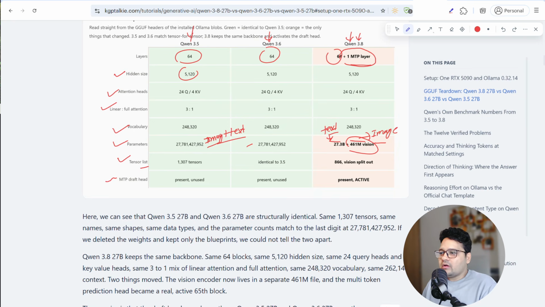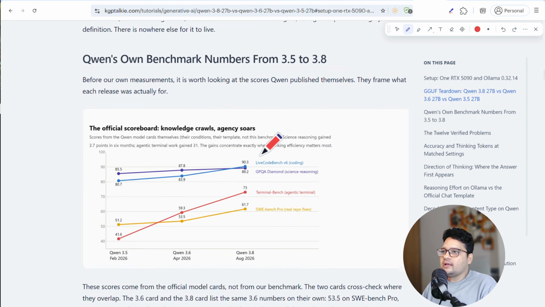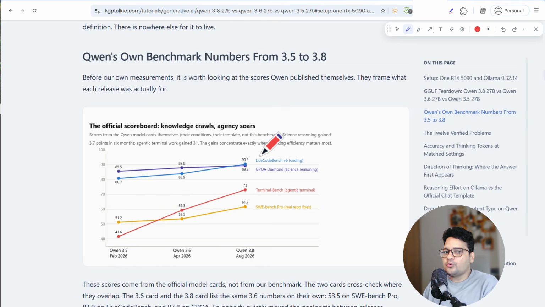Okay, cool. So now I hope you have understood how the architectural variations have been there over the different Qwen models. Let's go ahead and see how performance improved over the period.